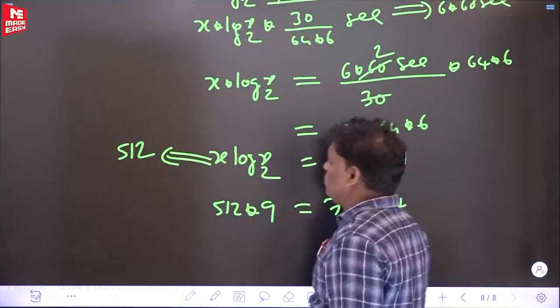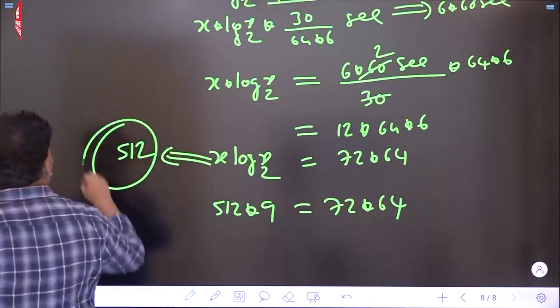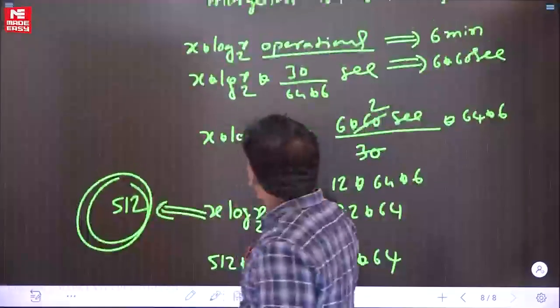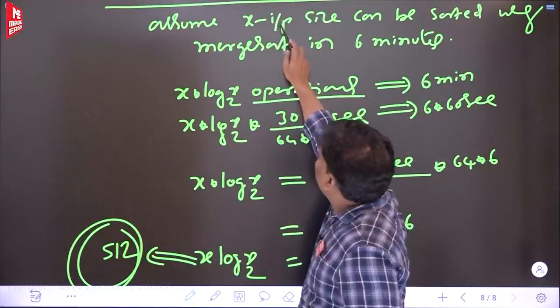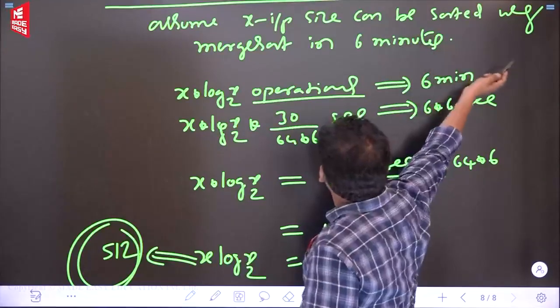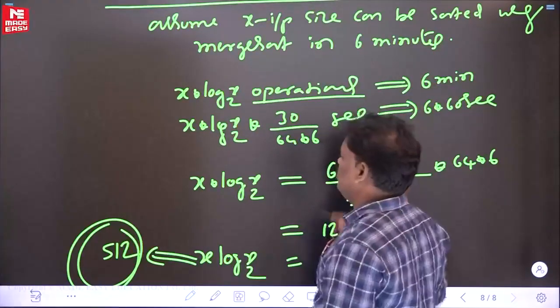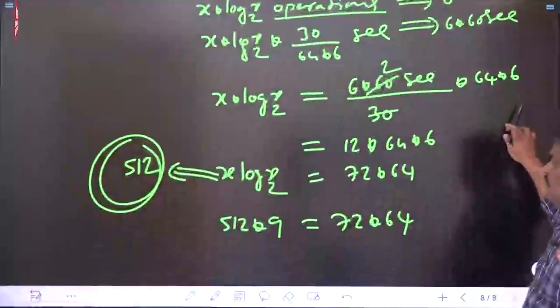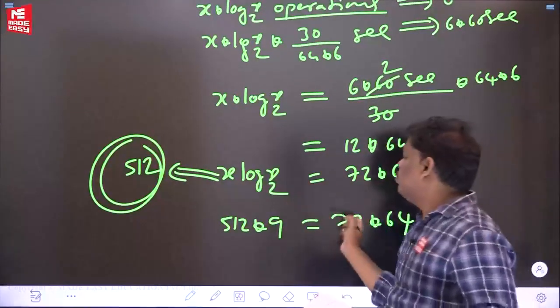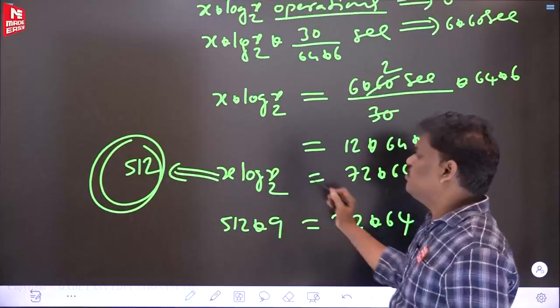So the X value is 512. What is the meaning? This is the meaning: 512 input size can be sorted using merge sort in 6 minutes. This is the way of solving. Which X value makes left and right both equal? X value 512, both will be equal.